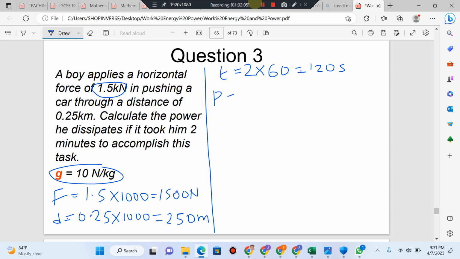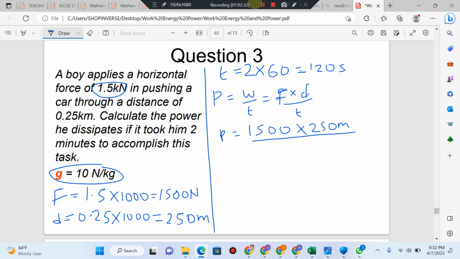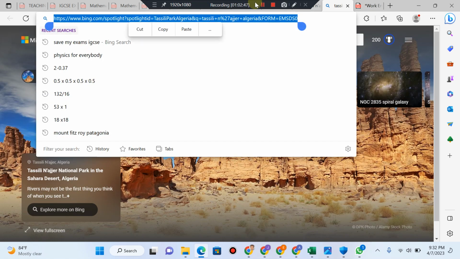Now we can solve the problem. Calculate the power. Power equals work divided by time. How do you get work? Force times distance. So force times distance, all divided by time. Hence, we can say our power equals force, what is our force? 1500 Newton, times distance. What's distance? 250 meters, divided by time. What is time? Time is 120 seconds. So you do 1500 multiplied by 250 divided by 120.